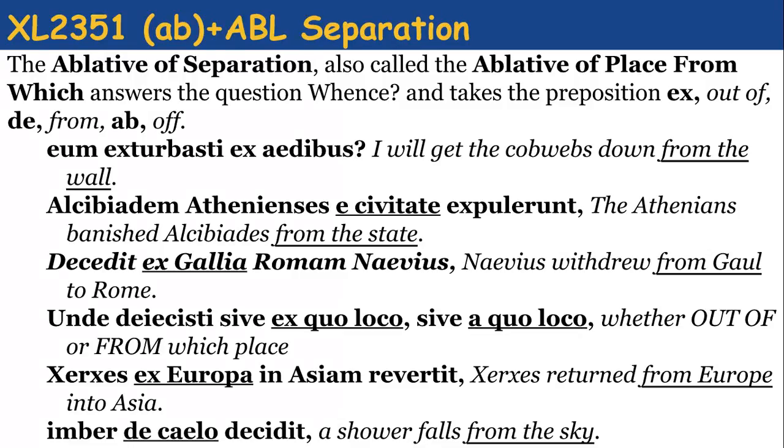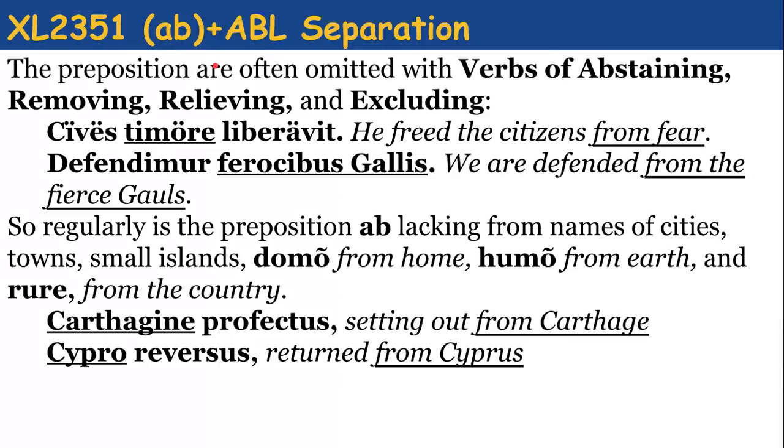We saw this in Latin 1. Ab or a plus the ablative, place from which. However, with names of cities, towns, small islands, home, and earth, just like the ad plus accusative limit phrase, just like the locative, you are dealing with a separation phrase: having set out from Carthage, having returned from Cyprus.